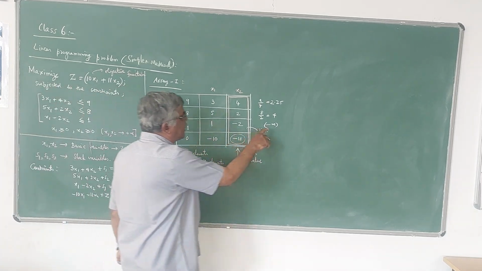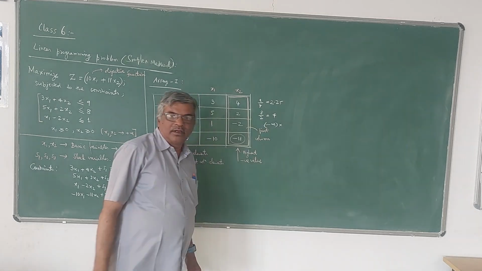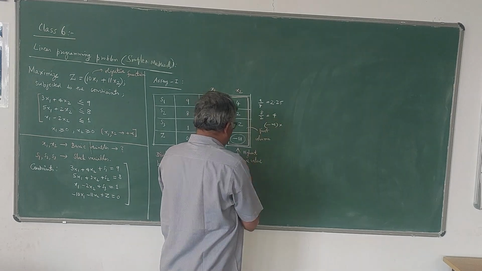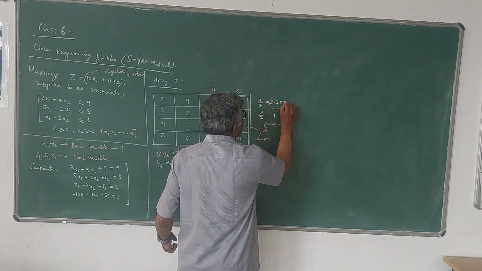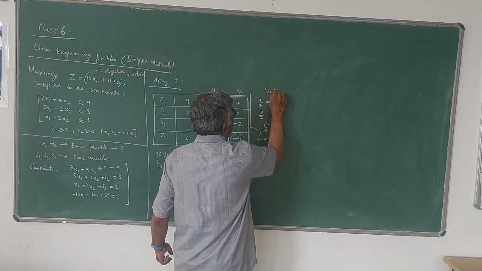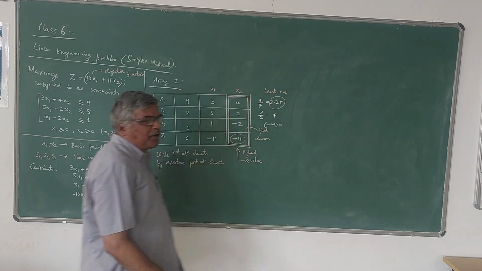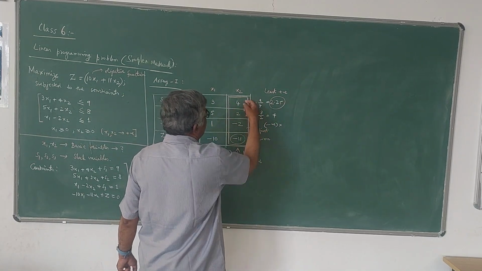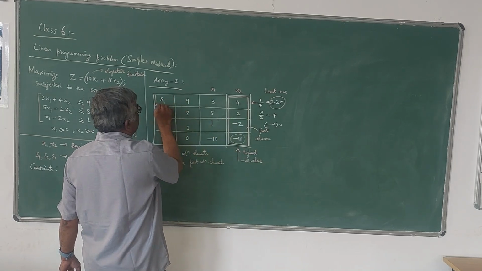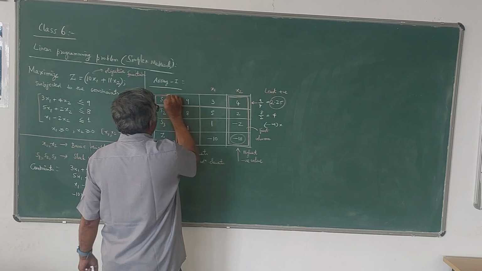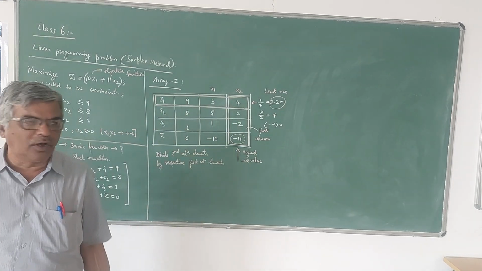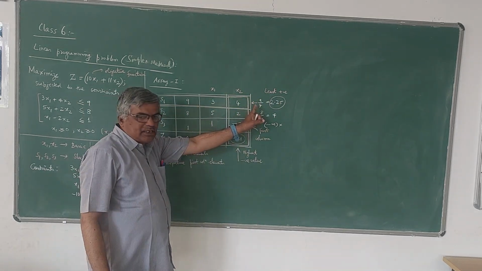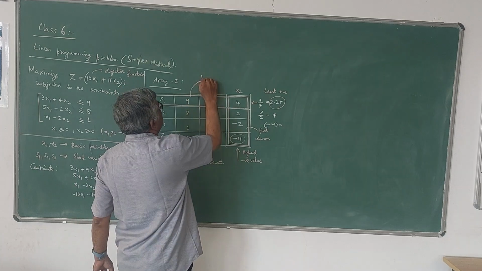Now among these, if a negative is there, you should not consider that. Take the least among the positive. So 2.25 is there, 4 is there. Among these two, the least positive is 2.25. The row corresponding to this least positive value becomes the pivot row. So see, this is the pivot row. Got it? That is called the pivot row.